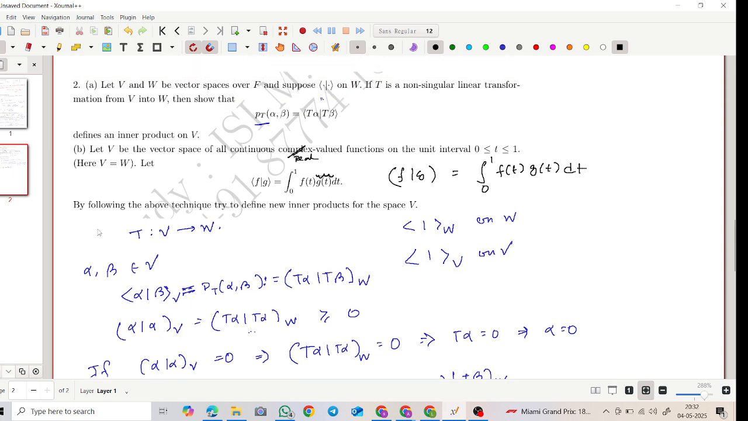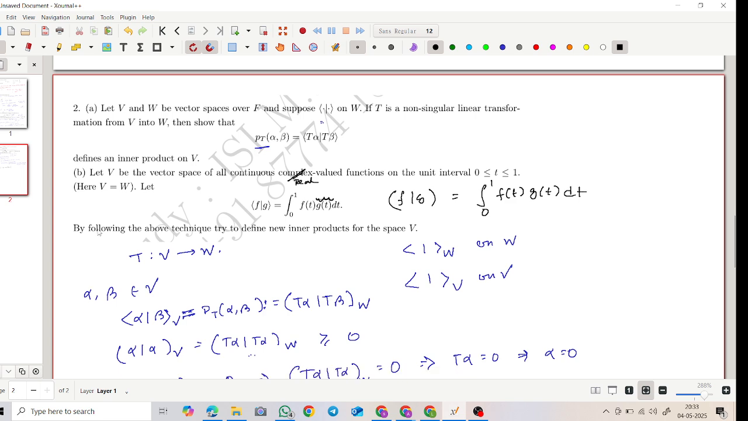So tell me, what should be my approach? You can see that we will have to define an appropriate linear transformation which is non-singular, right? And then we are done. So can you tell me what that is?